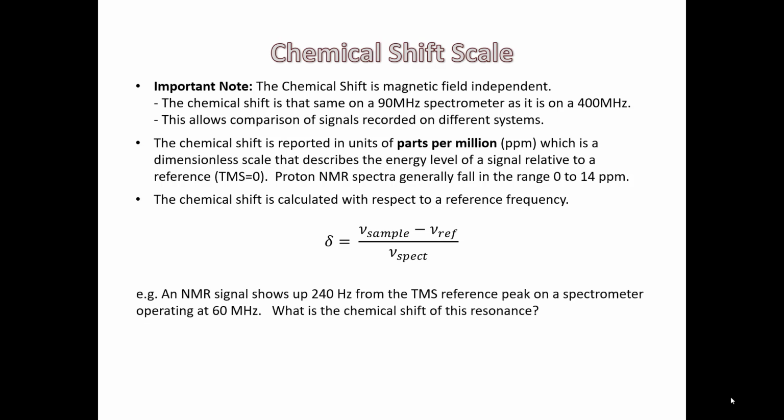So let's do an example here. Let's say we have an NMR signal that shows up at 240 Hertz from the TMS reference peak on a spectrometer operating at 60 megahertz. What is the chemical shift of this resonance? So we have 240 Hertz as our sample frequency. 0 Hertz is our reference for TMS. The spectrometer frequency is 60 megahertz, or 60 times 10 to the 6 Hertz. This gives 4 divided by 1 million, which is 4 parts per million. That's where we get the scale from.